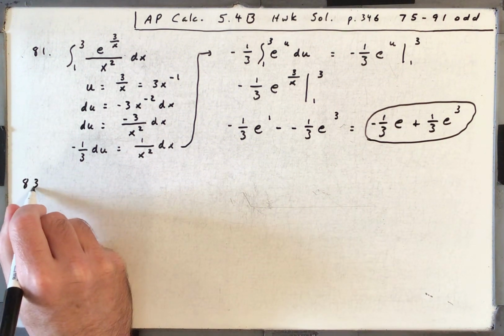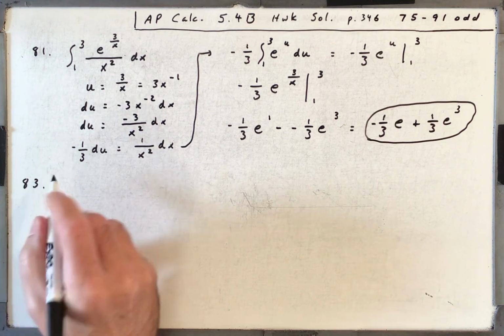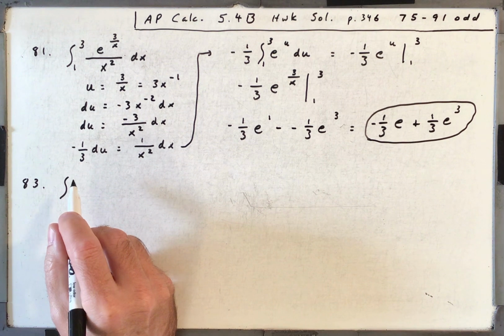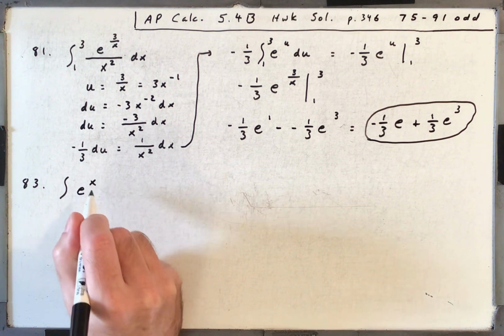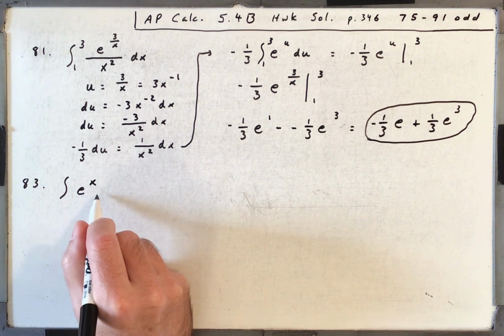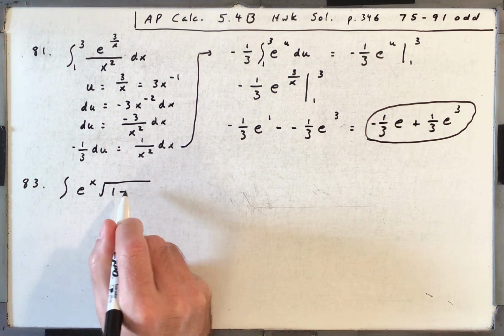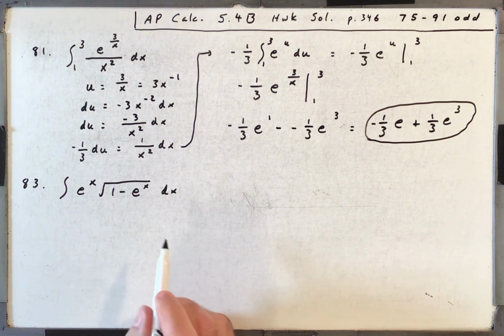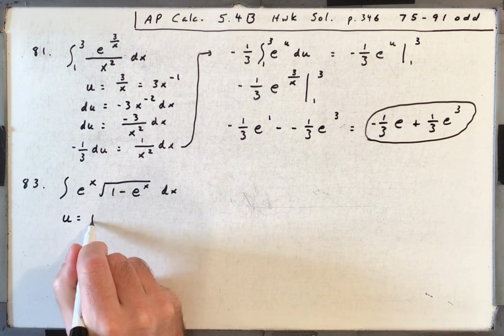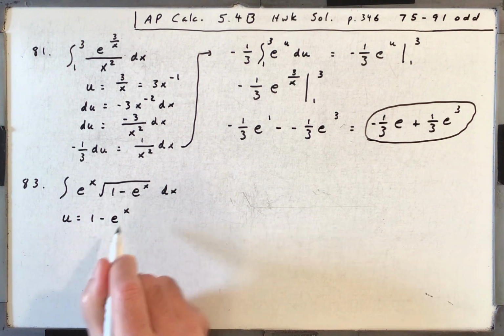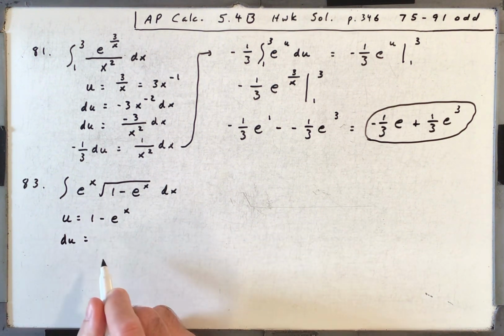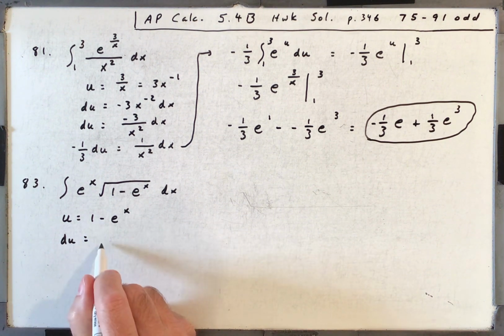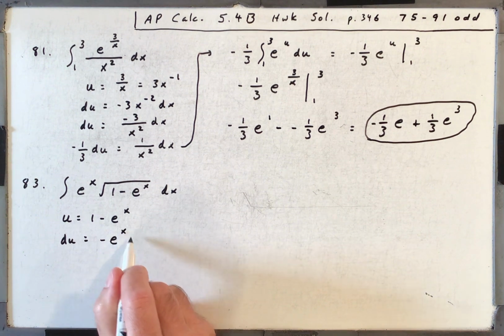All right, that one was pretty fancy. So number 83. Feel like the rest of them get easier for this assignment. So we have e to the x and the square root of 1 minus e to the x dx. So let's let u be 1 minus e to the x. And then du is going to be negative e to the x dx.